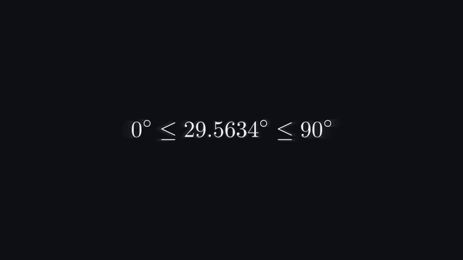The question gives the interval 0 degrees less than or equal to x less than or equal to 90 degrees. Our unrounded value, 29.5634 degrees, lies inside the interval, so it is valid. 0 degrees is less than or equal to 29.5634 degrees, which is less than or equal to 90 degrees. X equals 29.5634 degrees. This equation is the next step in the calculation.